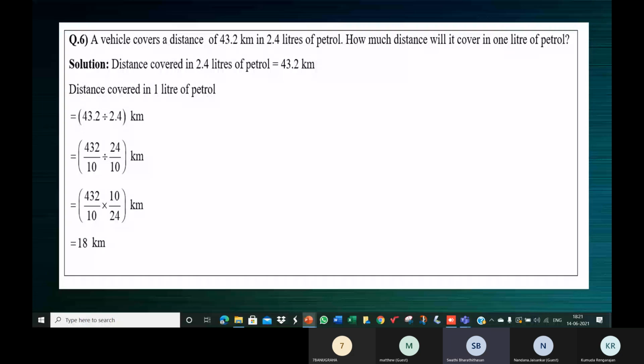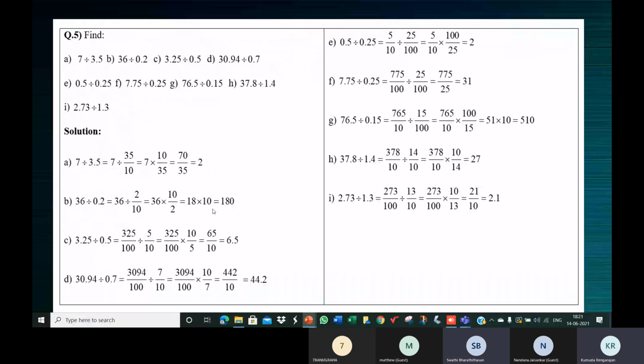Ma'am, I can't understand the D one, ma'am. Which one, D? Yes, ma'am. Tell me. Ma'am, I have a doubt. In the head sum, you told that we can cancel 10 and 10 to make it as 1, ma'am. But in the D1, you told that you should not cross the 0 for 100 because the value doesn't change, ma'am. I have a doubt in that only, ma'am.